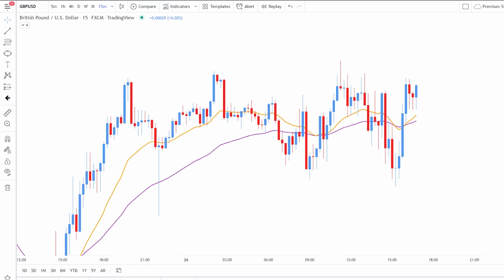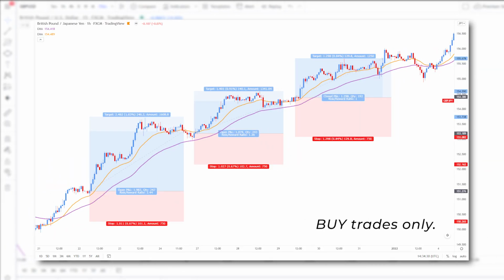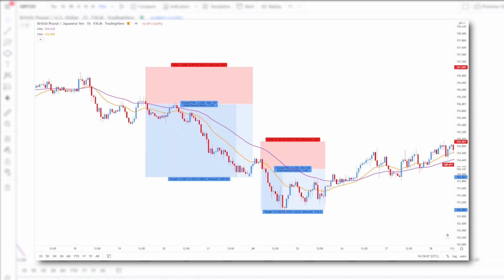This time I made an extra effort to make these lines more visible because I know that some of my subscribers are watching on their phones, which makes it harder to see those thin lines. So this time I made them thicker to be more visible for you guys. Now we want to enter long only when the 20 EMA is higher than the 50 EMA, and we want to enter short positions only when the 20 EMA is lower than the 50 EMA.